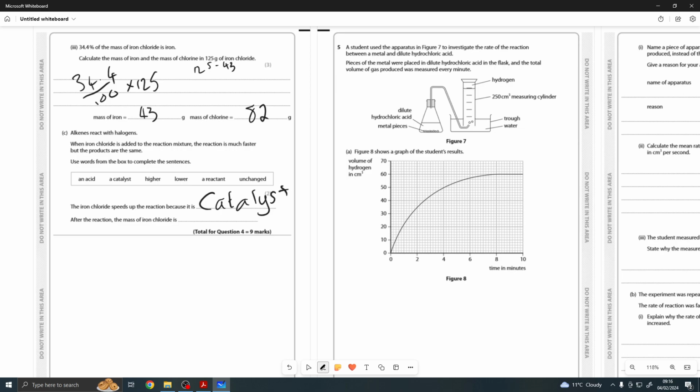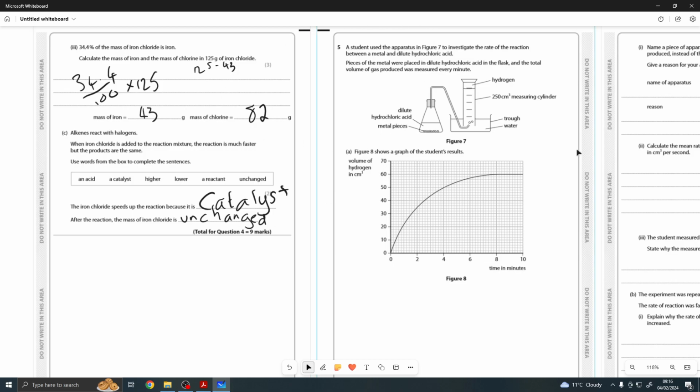After the reaction, the mass of iron chloride is unchanged. Remember, a catalyst speeds up reaction without being used up by giving a lower alternate reaction pathway with the lower activation energy. That's what we're looking for there.